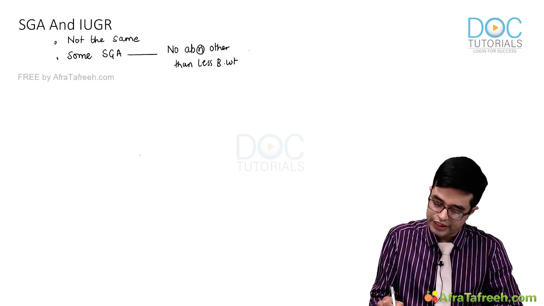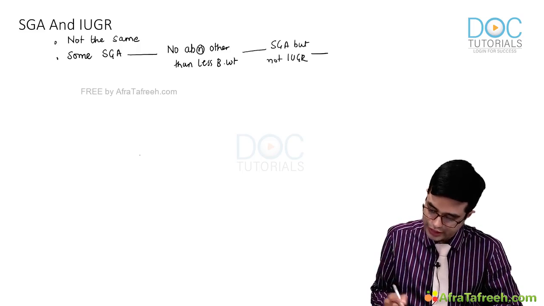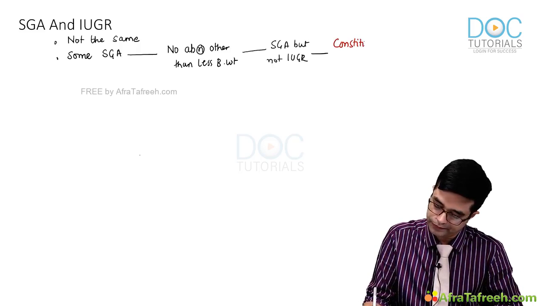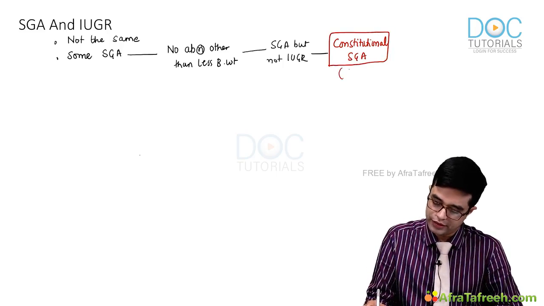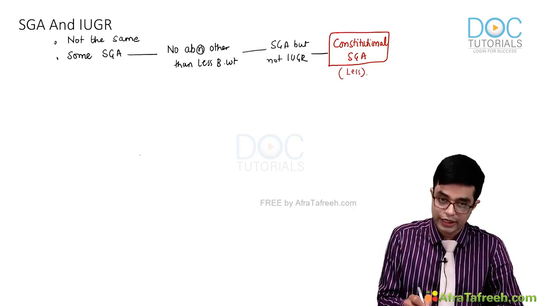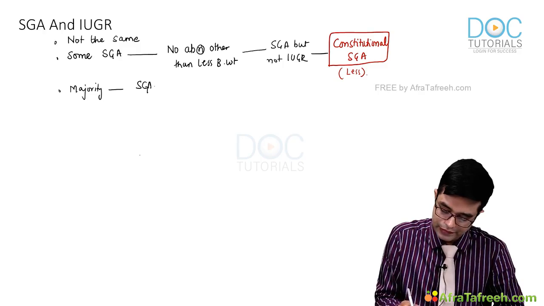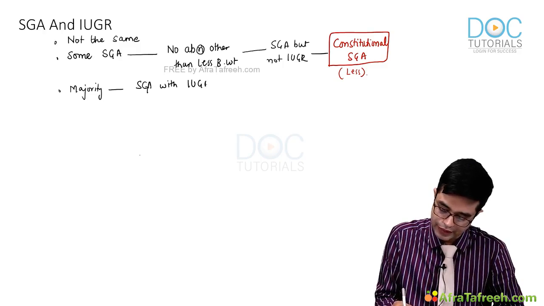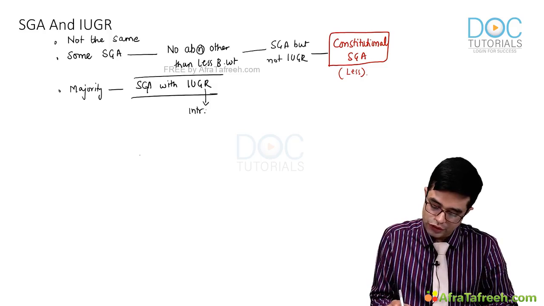These babies which are SGA but not IUGR are called constitutional SGA. The term used is constitutional SGA. So constitutional SGA means no IUGR in the patient. But these are usually less in number. More commonly, the majority of SGA babies are also found to have IUGR, and these are the ones where we use both the terms simultaneously. What is IUGR? IUGR stands for intrauterine growth restriction.